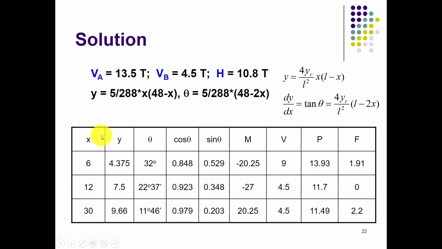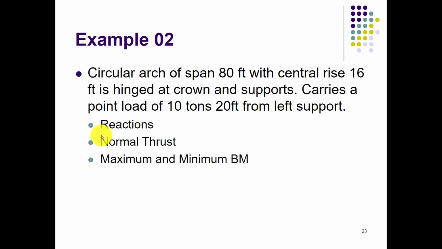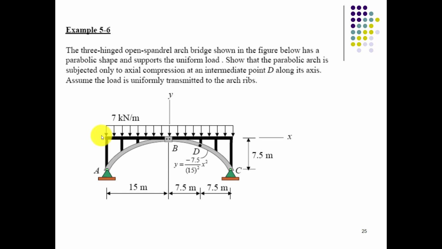So we can solve this parabolic arch as well. And in this example, the three hinge arch, which is shown in the figure, has a uniformly distributed load over it with the intensity of 7 kilonewton per meter. So what we have to do is find the axial compression at point D.